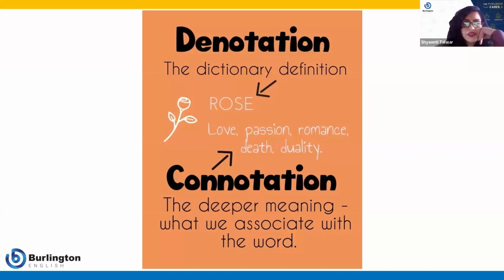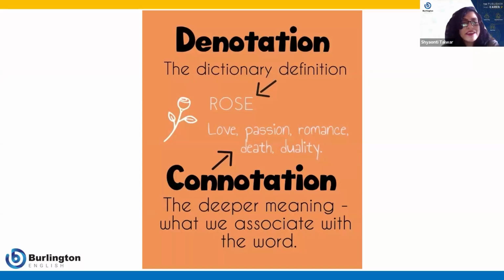Now, see, by denotation, we mean there's a dictionary definition. So what is rose as per the dictionary? It's a flower. It has a certain texture. It has a certain number of petals. It has a definite shape. It comes in colors. So that's the denotation of the word rose.